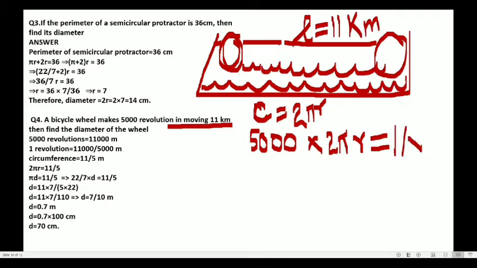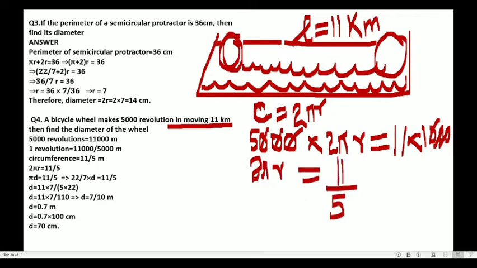So convert this 11 kilometer into meters. Multiply by 1000. And then you can cross-cut the zeros here. 3 zeros will be cut here. So it becomes 2 pi r is equal to 11 by 5. Now since the question asks for the diameter, and I know the diameter is double the radius, I can write this 2r as d, or you can just solve for r and then double it. That will make no difference.